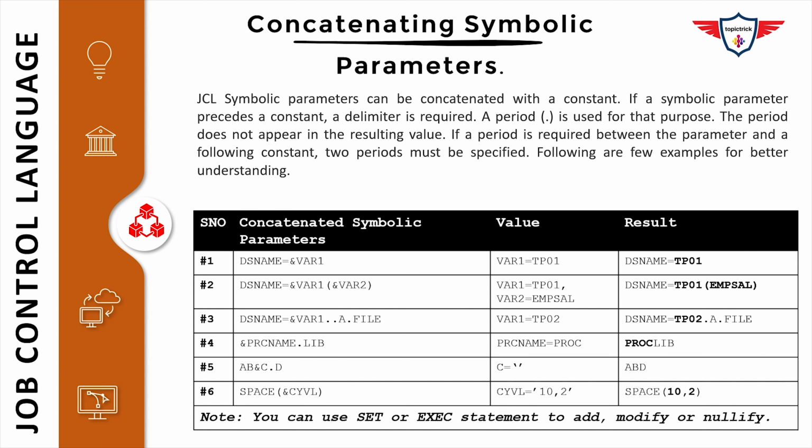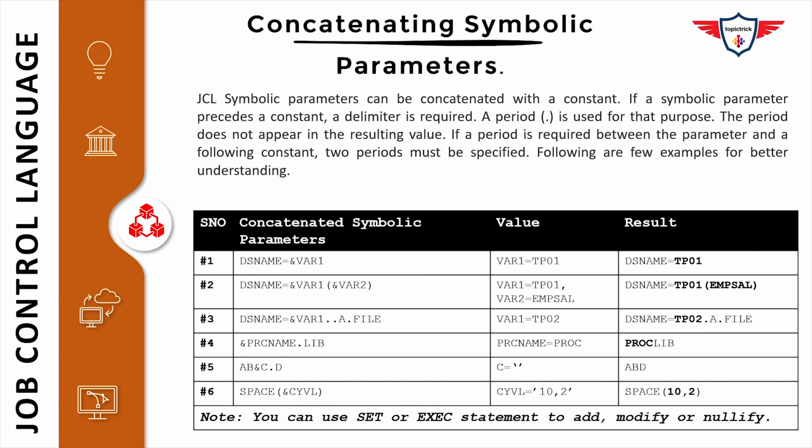So var1 is actually my symbolic parameter, and I've assigned TP01 to it, and the output is DSN equals to TP01. Similarly, in example 2, I've used DSN name equals to &var1 in brackets &var2, and in this case I've used TP01 as the symbolic parameter var1 value and EMP_sal as the var2 value. And if you see the output, it says DSN name equals to TP01(EMP_sal). So actually it is referring to a member which is stored in a PDS, that is TP01.